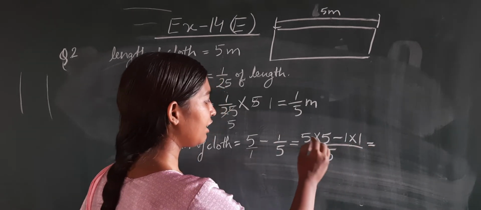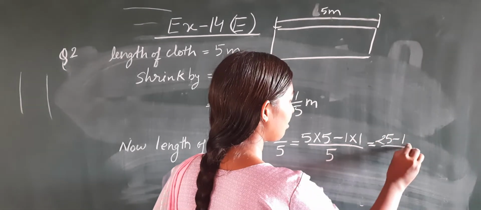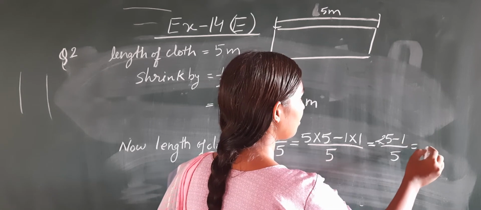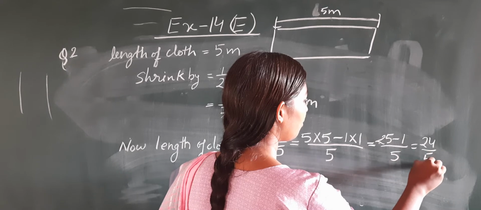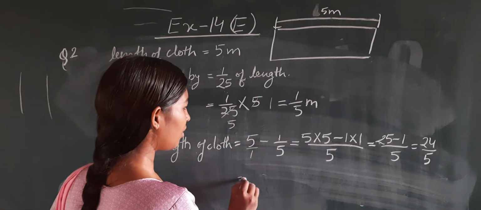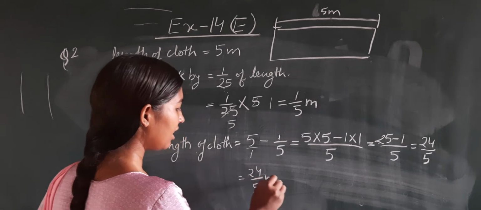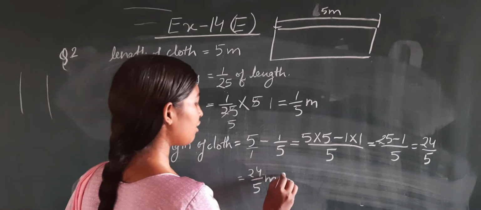Now calculate it. 5 fives are 25 minus 1/5. 25 minus 1 will be 24 upon 5. Yes, so the length of the remaining cloth is 24/5 meter. As it is an improper fraction, convert this into a mixed fraction.